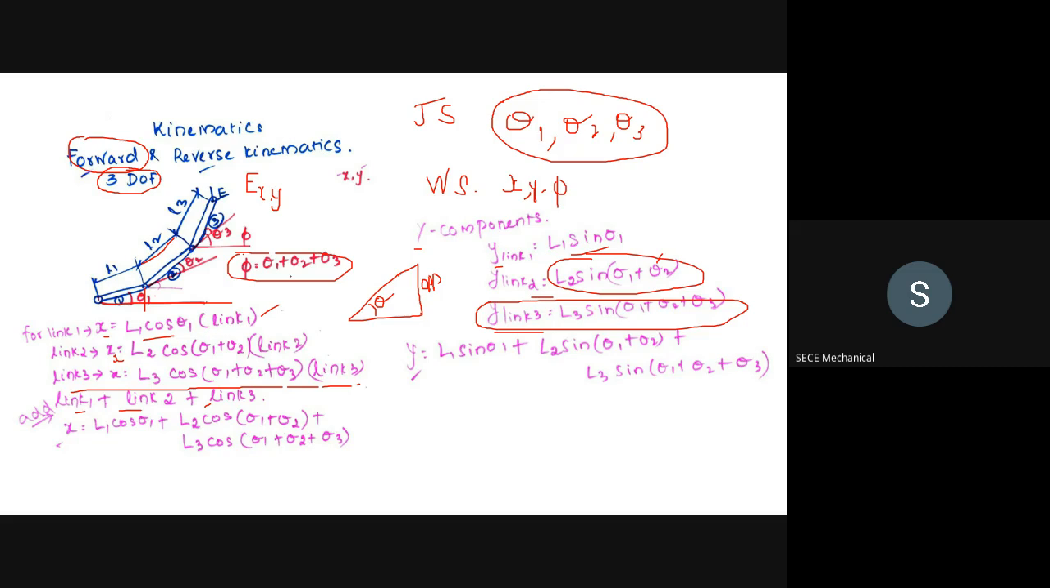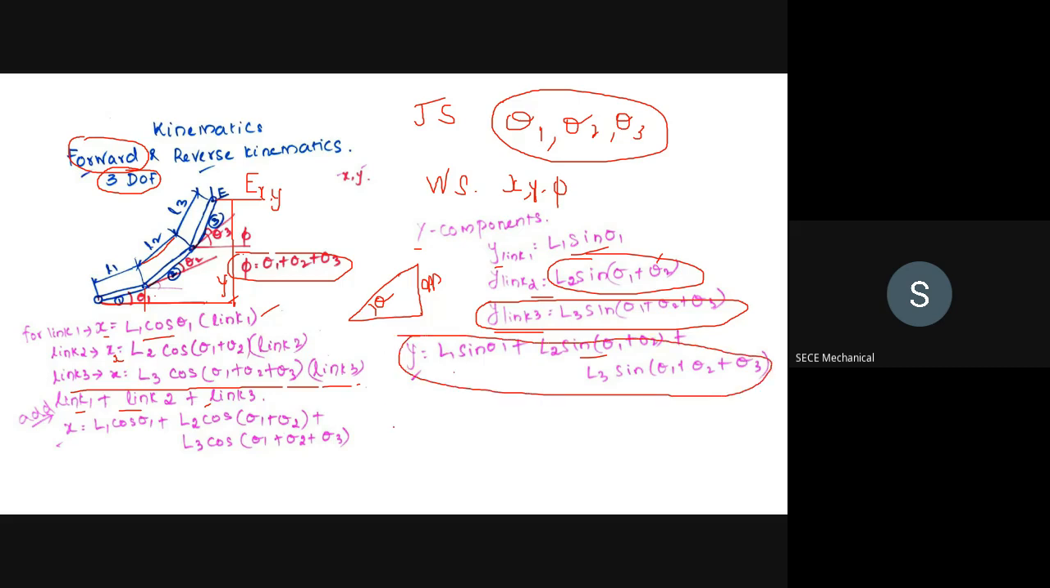Okay, so this is the total height. So it is for link 3. Okay, so we have to add. See students, this y of link 3 is only for the third link. To find the total height, we have to add all the links' heights. So it is L1 sine theta 1 plus L2 sine of theta 1 plus theta 2 plus the third link, L3 sine of theta 1 plus theta 2 plus theta 3. So you can find this x and y.